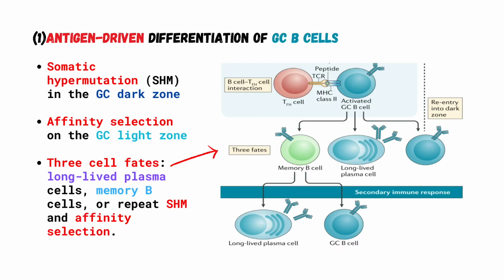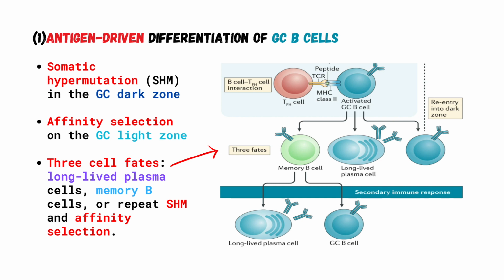First, GC B cells proliferate and undergo somatic hypermutation in the GC dark zone. These cells then enter the GC light zone to differentiate into long-lived plasma cells that constantly secrete antibodies, or long-lived memory B cells that are ready to encounter new infection. If necessary, GC B cells can also undergo further somatic hypermutation and affinity selection upon new infection to differentiate into either long-lived plasma cells or memory B cells.